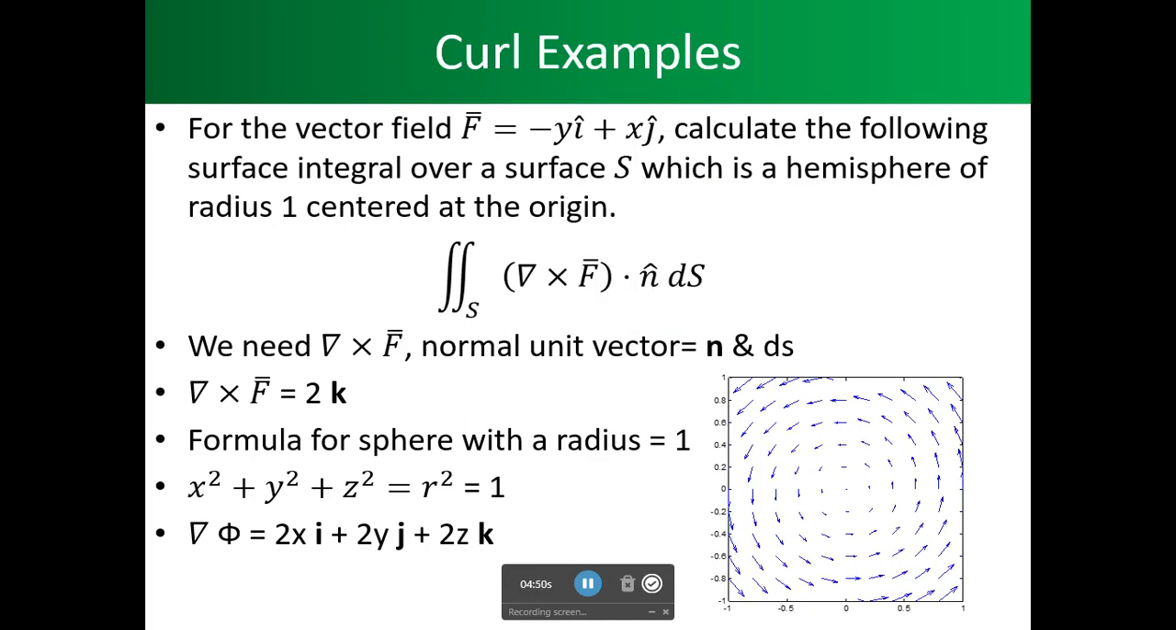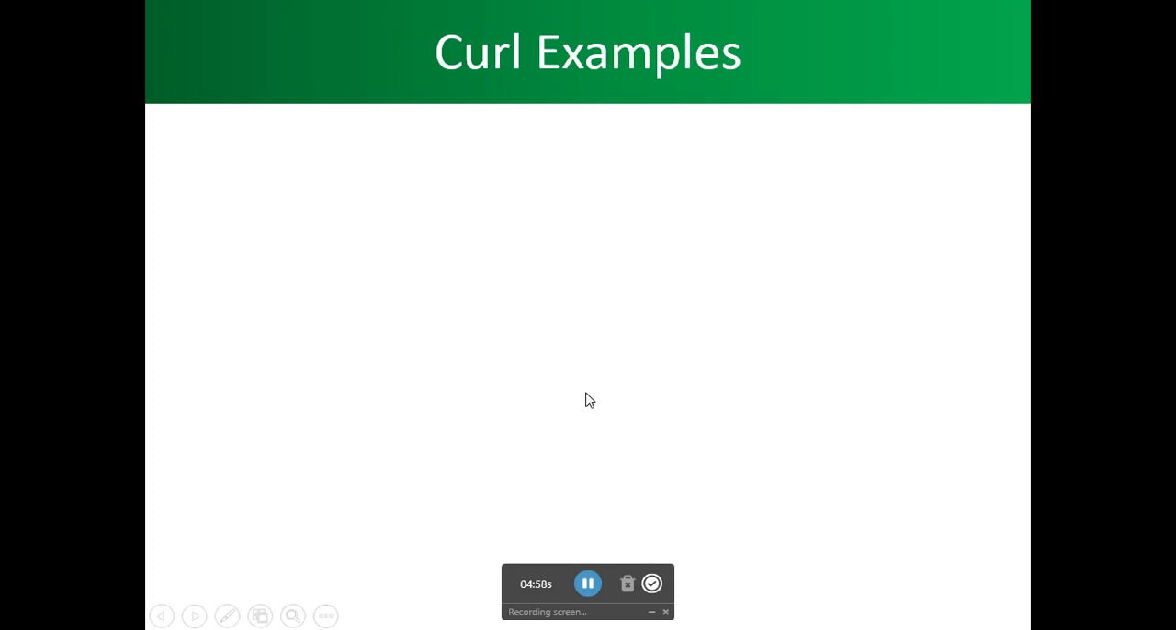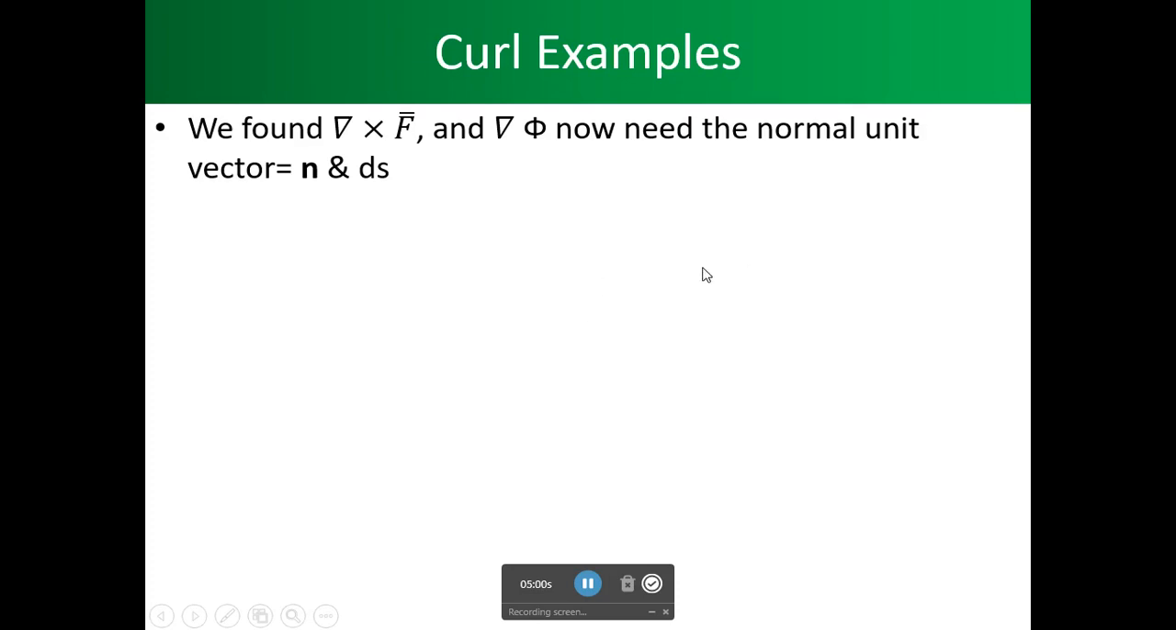And as you can see, this one is a circular one. Remember, we changed these values. Remember that. Okay, we found the curl and the gradient. Now we need to find the normal unit.